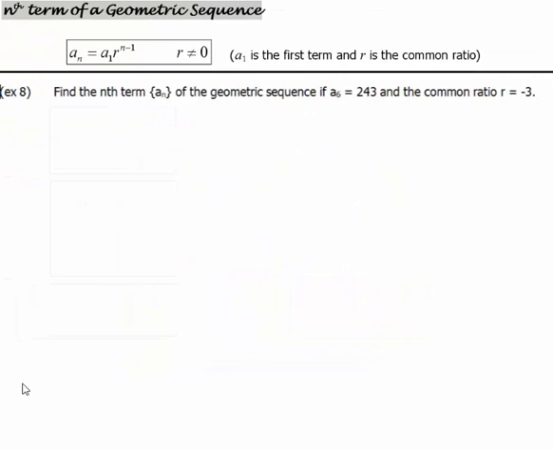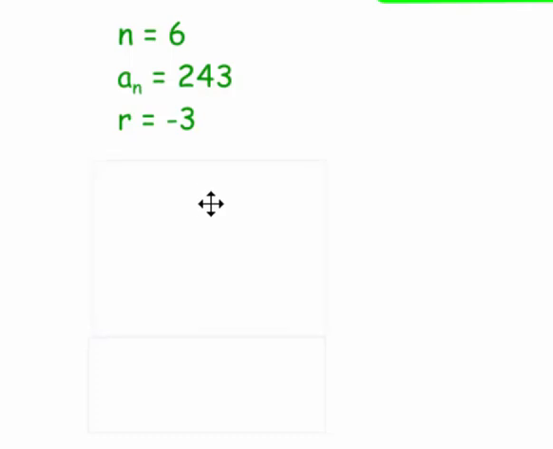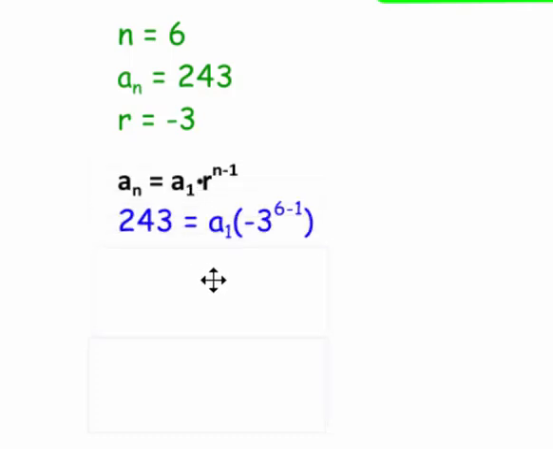All right, and in our last example, we're told that we have a geometric sequence. Okay, and we're finding the nth term, so we're going to use our nth term equation. And so let's see, we have the sixth term and we have the common ratio. Okay, so knowing the sixth term, we can say, okay, well, when n is 6, the sixth term is 243. All right, so we'll plug into our formula.